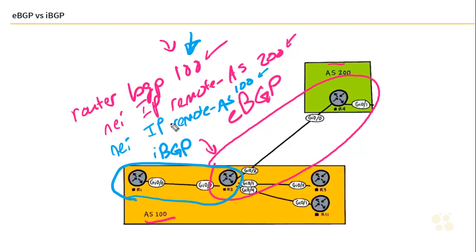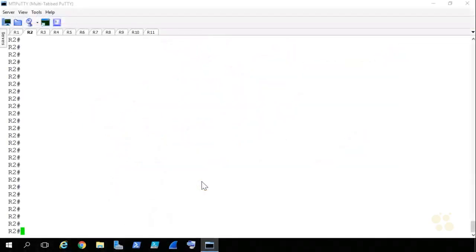So before we dig any more into the nuances of eBGP versus iBGP, let's jump back into the virtual lab, and using some muscle memory here, we're going to configure the eBGP instance to AS200 and the iBGP instance within AS100.